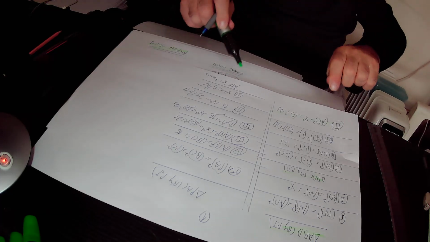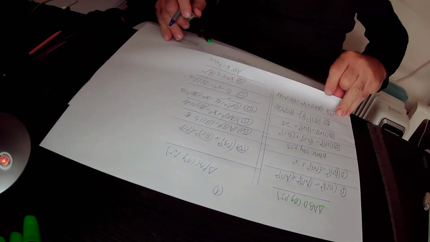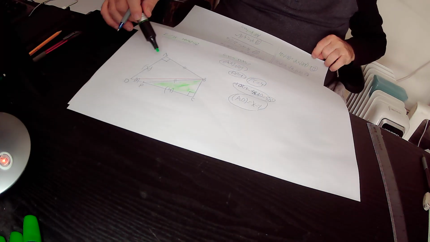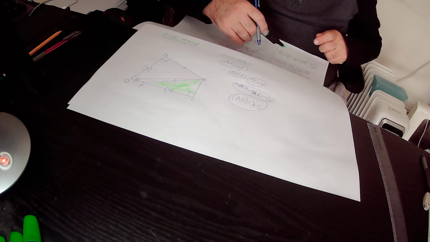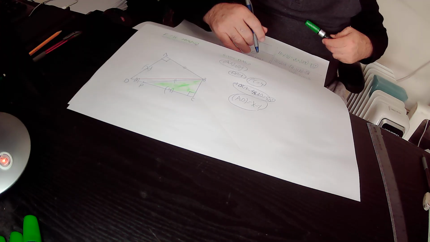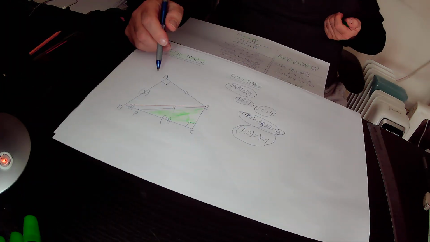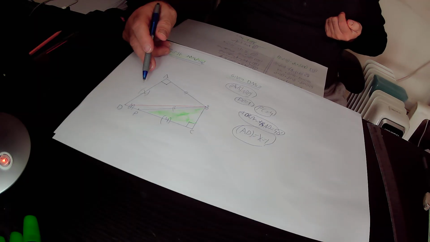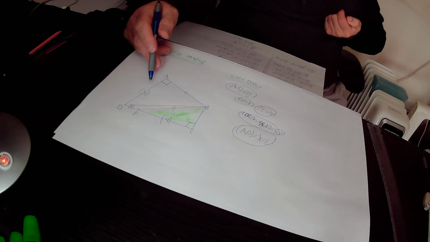So we found that AD equals X equals 3 units in length. So we finish with the first method. In the next step, I will present how to find the length of side AD, which is X, according to the second method.